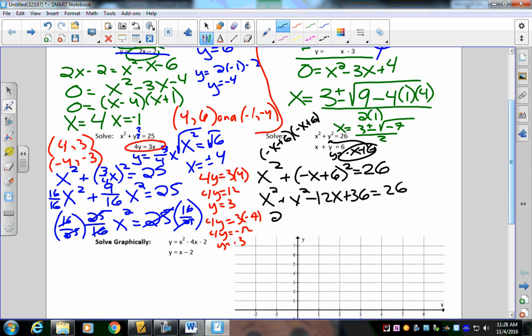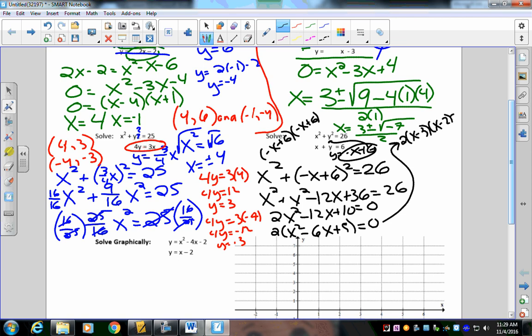I've got an x squared, so move everything to one side, and let's factor, or quadratic formula, or whatever you want to do. So 2x squared minus 12x plus 10. I'm going to pull a 2 out, giving me x squared minus 6x plus 5. Two numbers that multiply to 5 and add up to negative 6. That is correct, negative 5 and negative 1.